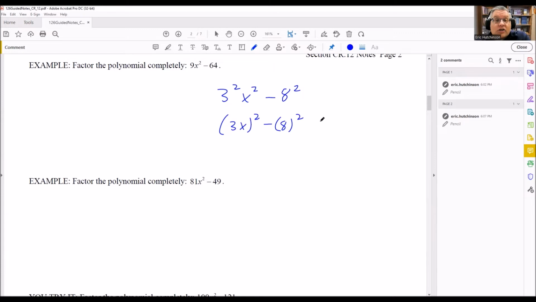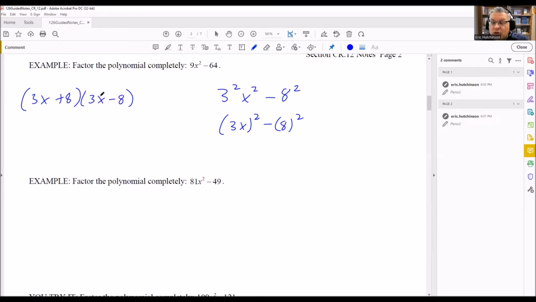So if I want to use the difference of squares formula, your a would be the 3x, because that's everything inside the parentheses. All that is being squared. And then it's the 8 squared. The 8 itself is going to be the b. So when I use the difference of squares formula, it's going to be 3x plus 8 and 3x minus 8.